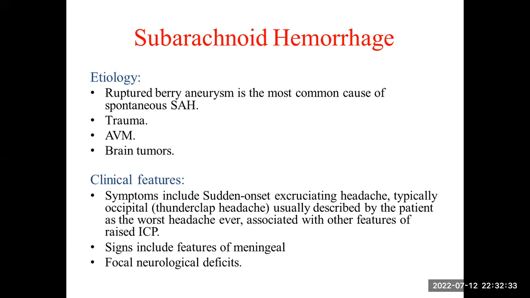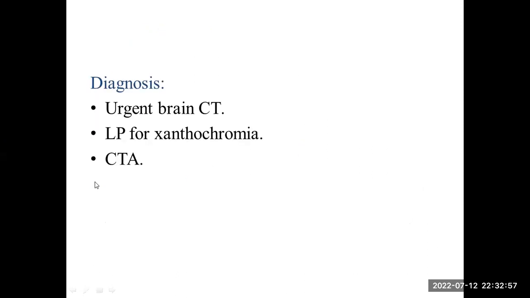If there is spasm along the middle cerebral artery territory, you will get focal neurologic deficit related to the middle cerebral artery, the area supplied by the middle cerebral artery. And these are focal neurologic deficits which can be seen as a complication of subarachnoid hemorrhage. But remember, in most of the cases, subarachnoid hemorrhage presents with severe headache with features of increased intracranial pressure without focal neurologic deficit, and with meningeal irritation signs.